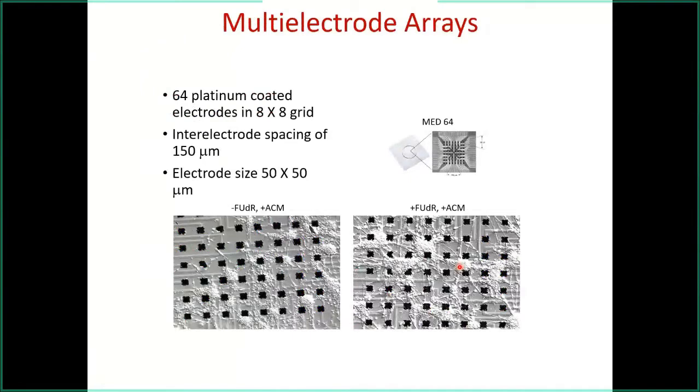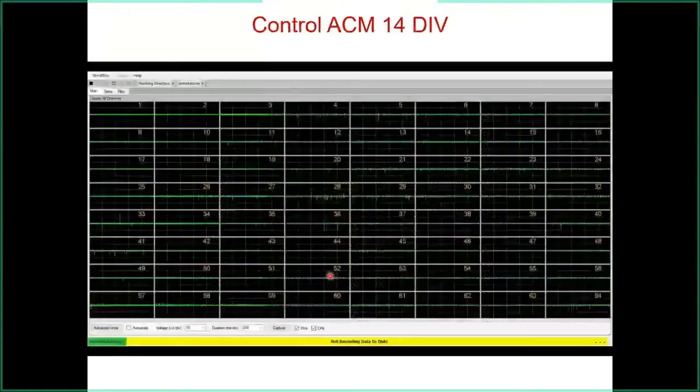We grow these cultures on multi-electrode arrays. We currently have the multi-channel systems containing 120 electrodes, but this was the older version, the MEA64 system, which has 64 electrodes. Now we can record activity, and I'll show you how this activity looks.